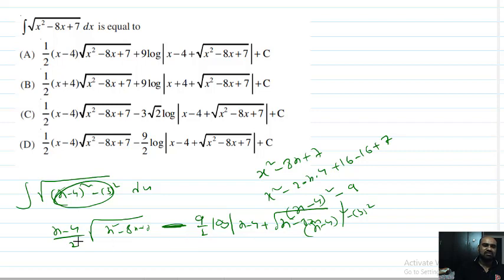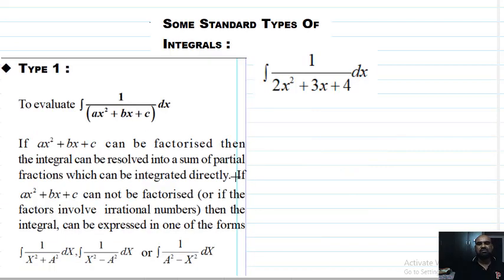So search for the options: x minus 4 by 2, this is not correct. After that minus 9 by 2, minus 9 by 2, the last one. This is the correct answer. Okay, student.